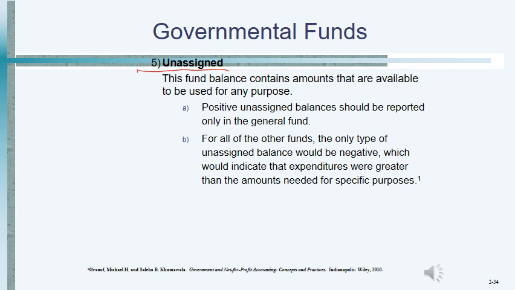Now, what happens? The general fund is the only fund that can have a positive unassigned fund balance. All the other funds, if they have an unassigned balance, it's going to be a negative amount. Now, what does that mean? Well, let's say you have a capital project fund. Let's just use this as an example. Capital project fund, and let's say they've issued some bonds to help build that county courthouse.